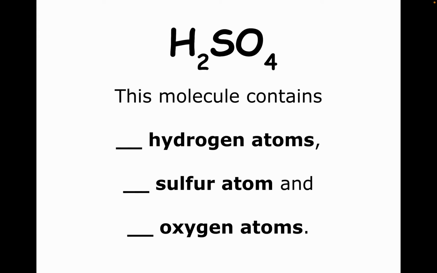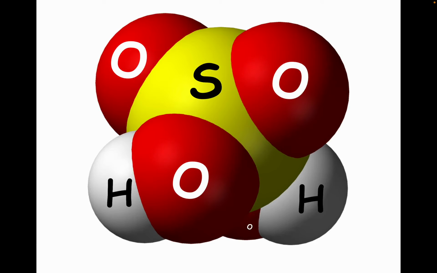All right, this is sulfuric acid. So this molecule contains how many hydrogen atoms? That's right, it contains 2. And how many sulfur? Good, just 1. And how many oxygen atoms? That's right, 4. Very good. And if you're curious, that's what the molecule looks like. You can see that little oxygen atom in the back there hiding.